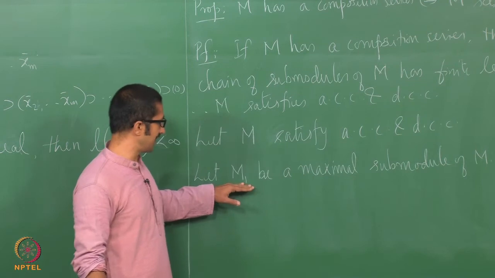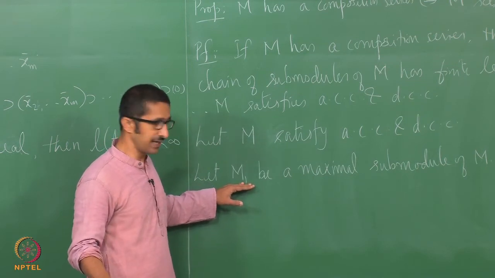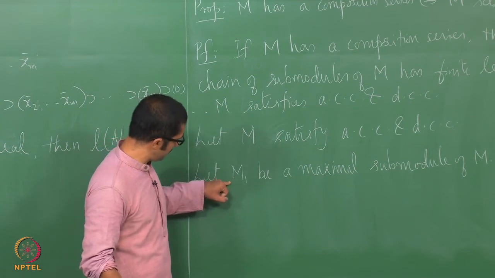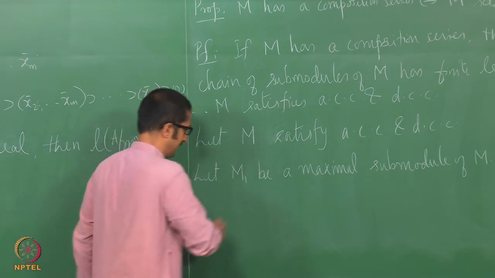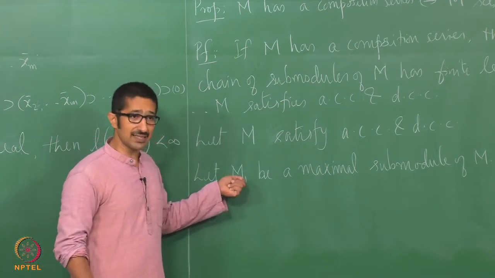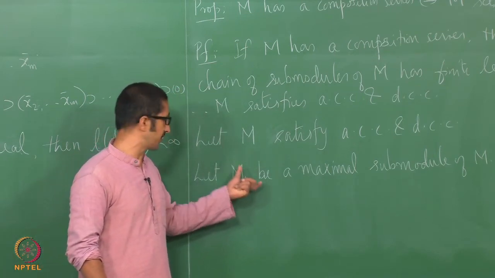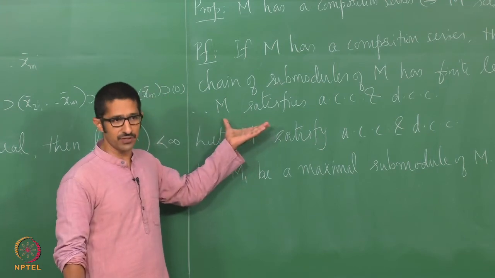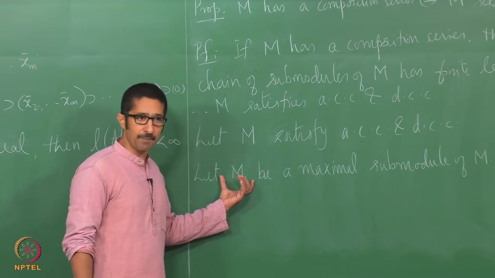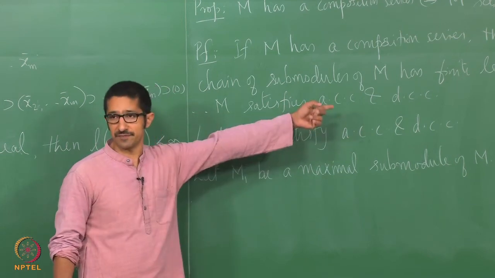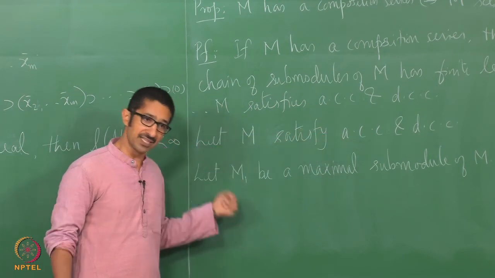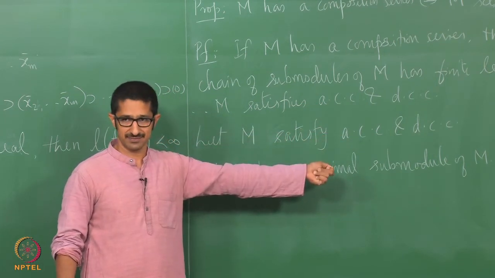Therefore, I can choose a maximal submodule of M. Now I look at M1. I look at the collection of all submodules of M1, which are anyway submodules of M. Again, because M satisfies ascending chain condition, this will have a maximal element.